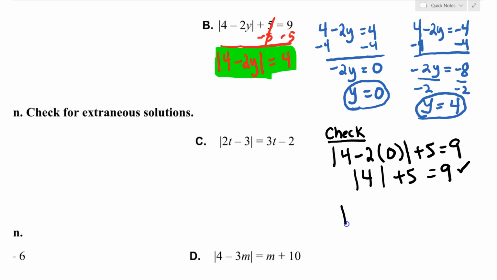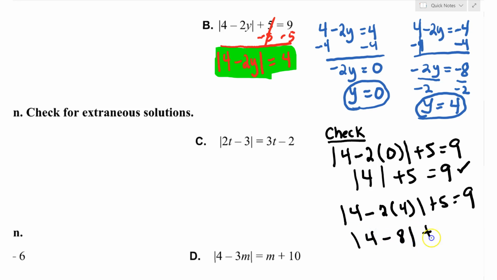Now we're going to check the other possibility. So we have 4 minus 2 times 4, plus 5, and we want to check if it equals 9. 4 minus 2 times 4 gives you 4 minus 8, plus 5 equals 9. Then we have the absolute value of negative 4 plus 5. We know that the absolute value of negative 4 is 4, since negative 4 is 4 units from 0. So we have 4 plus 5, which gives you 9, so that is the answer. Both answers do check.